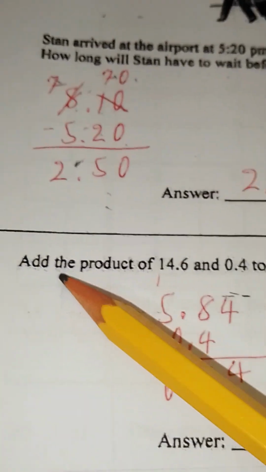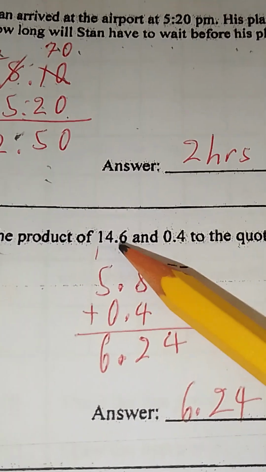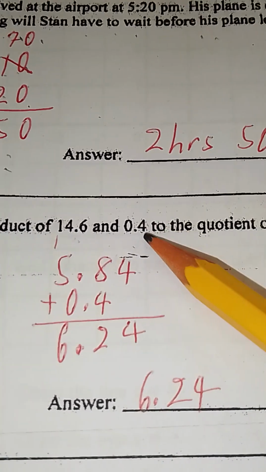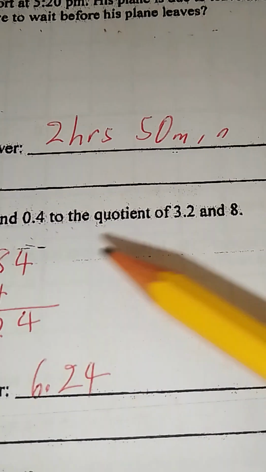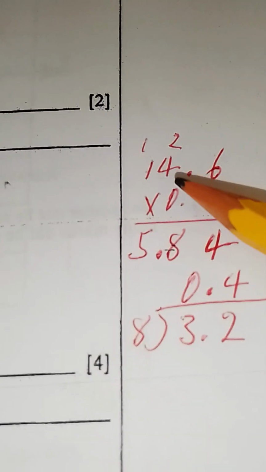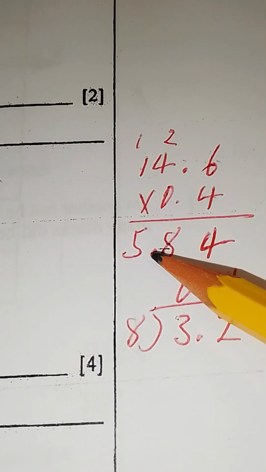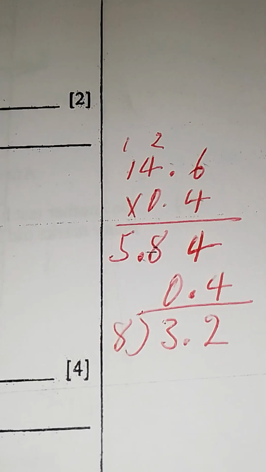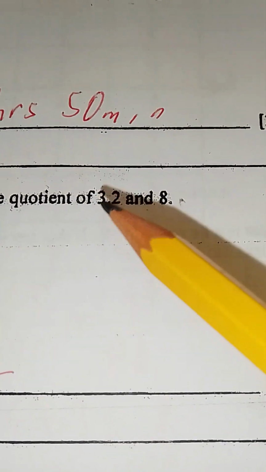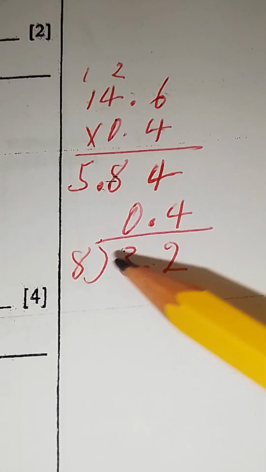All right. Add the product of 14.6 and 0.4 to the quotient of 3.2 and 8. Product means I'm multiplying. So 14.6 times 0.4. I'm going to put two numbers behind the decimal point. And the quotient of 3.2 and 8. So 3.2 divided by 8.